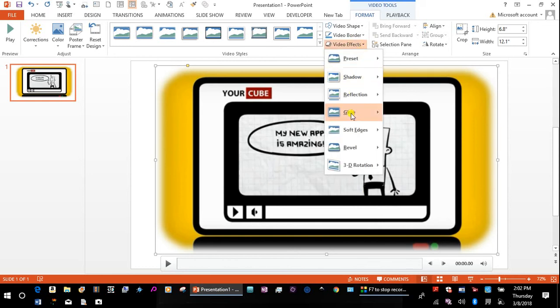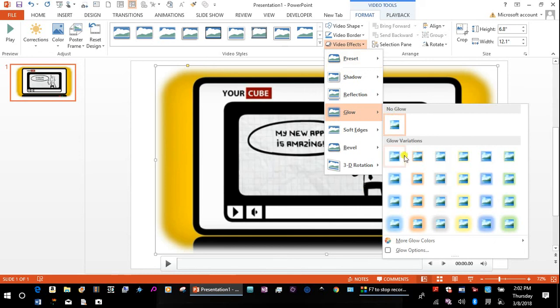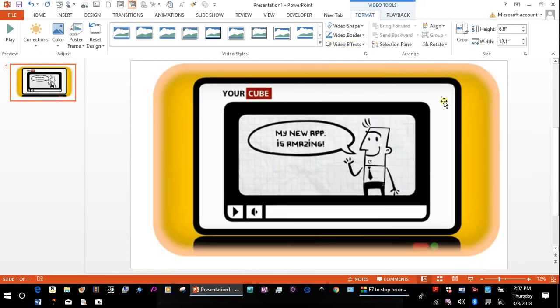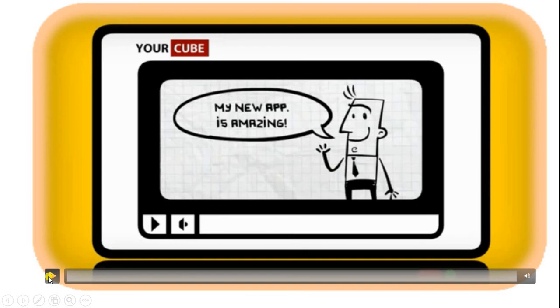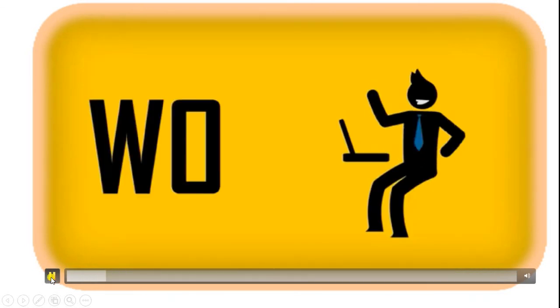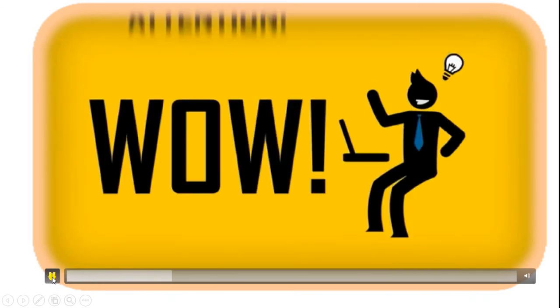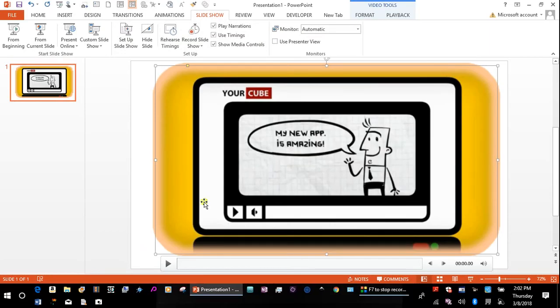You have glow also, so you can pick a glow option around it, whatever you think would work. And then you can go back to see what it would look like from the current slide and then play it. And you think to yourself, wow, something like that would definitely catch my client's attention. So that's the long and the short of inserting a video and modifying when it plays, when it stops, and so on.